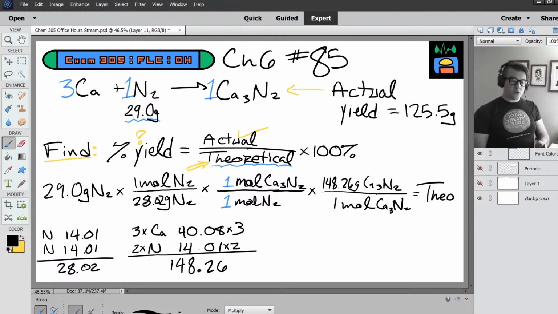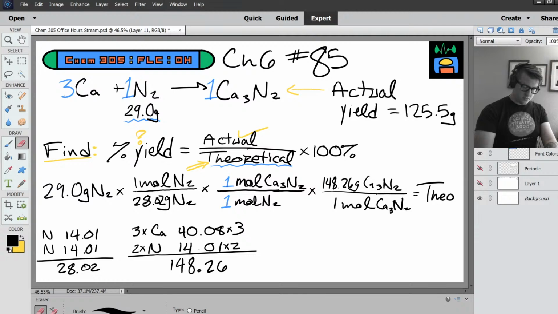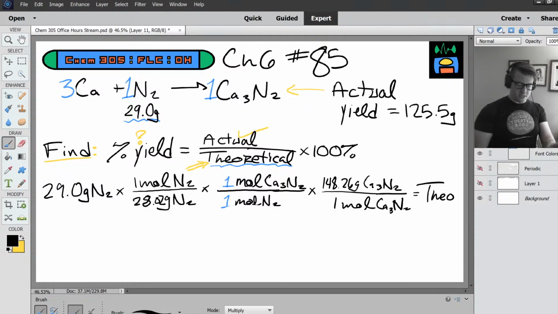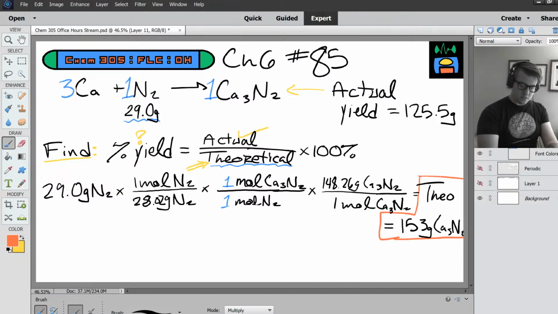All right, we are ready to crunch our numbers to determine our theoretical yield. I'm going to make a little space down here. So our theoretical yield will be 29 divided by 28.02 times 148.26. All right, so the theoretical yield will be huge. It'll be 153 grams of calcium nitride. Now that we know our theoretical yield, you got that denominator, we can calculate percent yield.